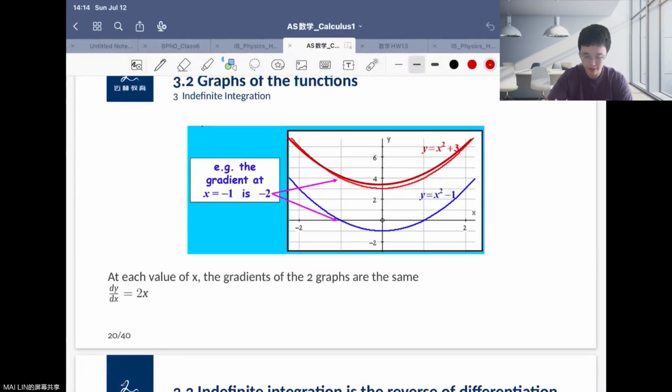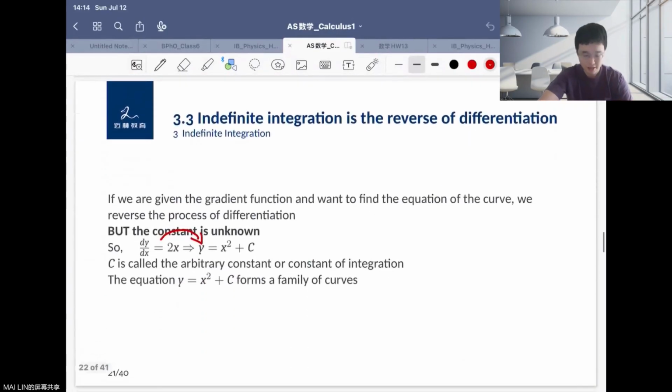Okay, here it is. Here is about indefinite integration, and it's the inverse of differentiation. So we can see the steps: when dy over dx equals 2x, y equals x squared plus c, where c is a constant. C can be chosen as 1, negative 2, 3, or any other value. So the equation y equals x squared plus c forms a family of curves. This method, or step, is called integration, in order to find the original function.